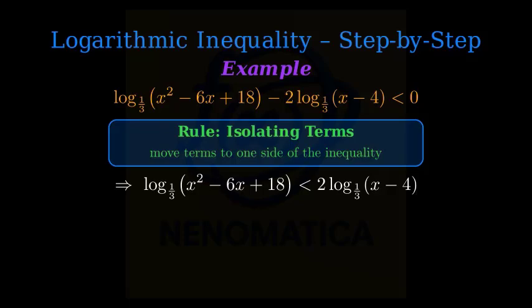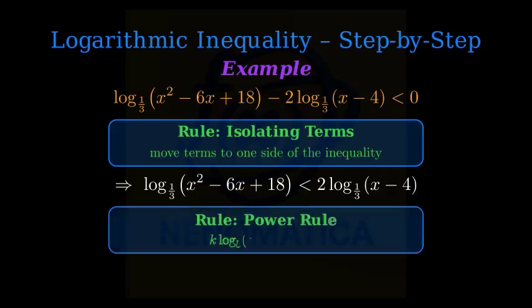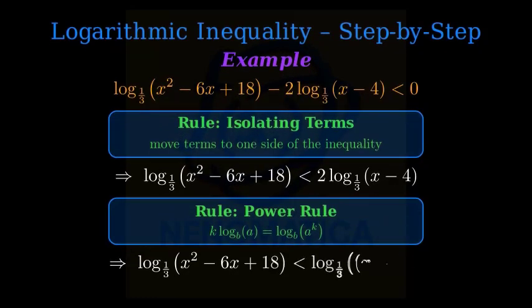Step 2. Apply the power rule for logarithms. A constant times a logarithm becomes an exponent on the argument. So 2 log base 1/3 of x minus 4 becomes log base 1/3 of x minus 4 squared.